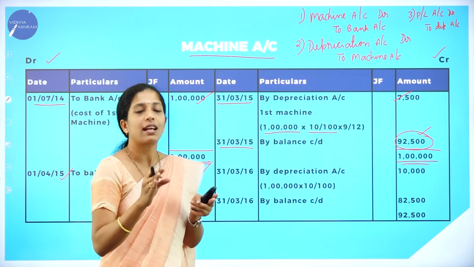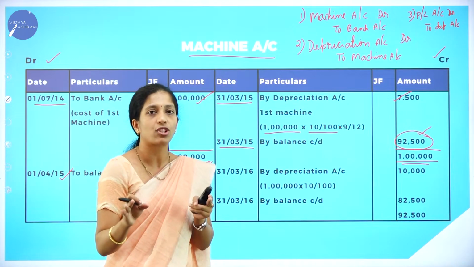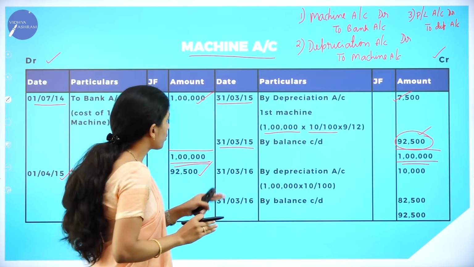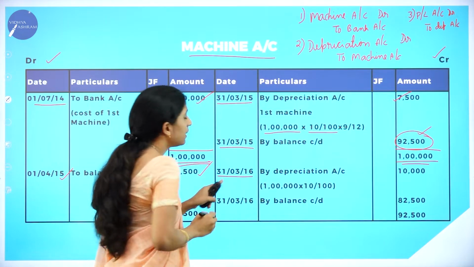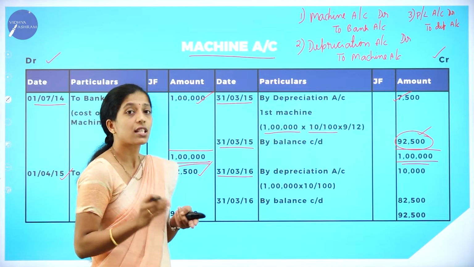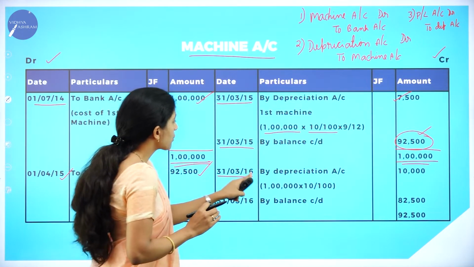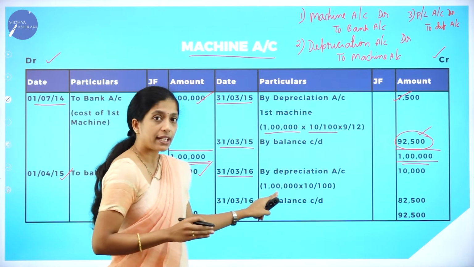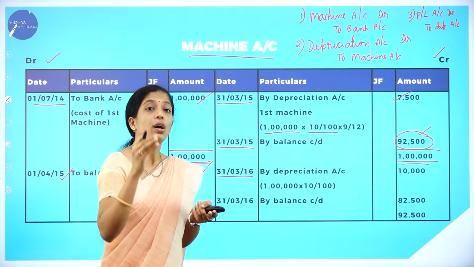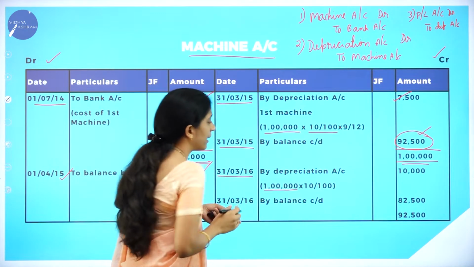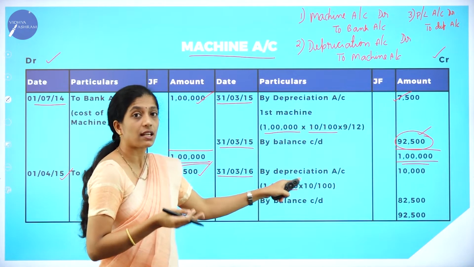Now we have brought down the balance. Now in the second year nothing happened. They have not sold the machine. At the same time they have not purchased a new machine. Now what you have to do at the end of the second year, that is 31st-3/2016, we have to calculate the depreciation for the whole year. So how to record? By depreciation account, and remember in straight line method we are going to calculate on the original cost of the machine. Now what is the original cost? 1 lakh.